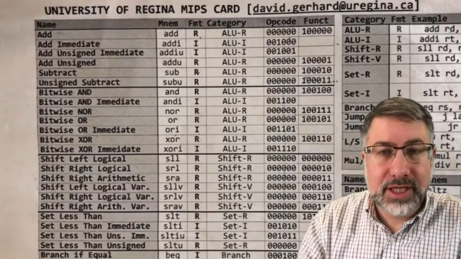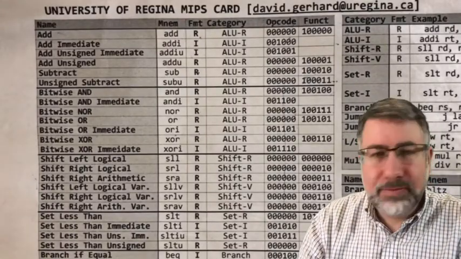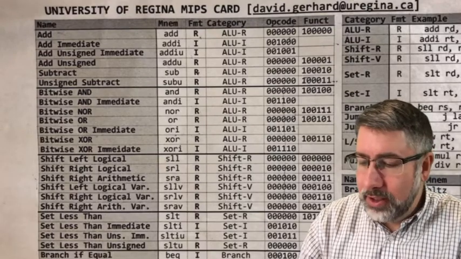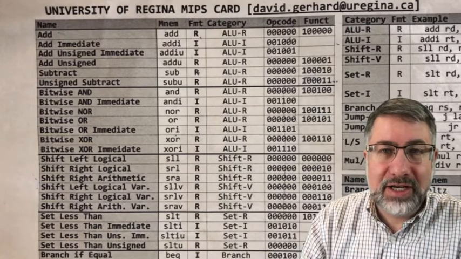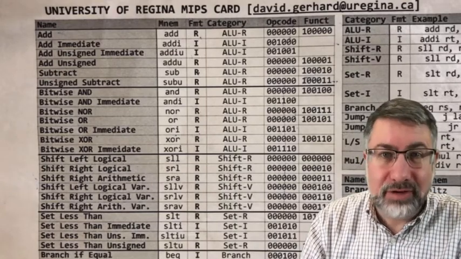So the next thing I want to do is actually walk through the entire MIPS instruction set here on the sheet and walk through every kind of instruction that we have, so that you have an idea of exactly what's available and what maybe not available.